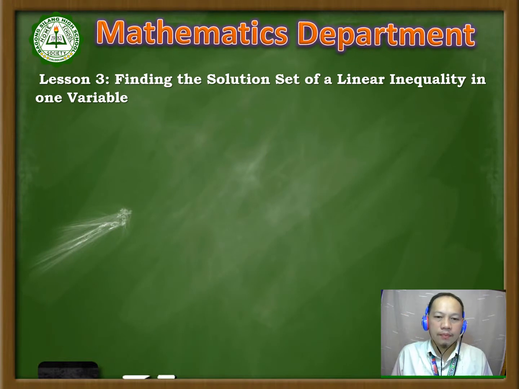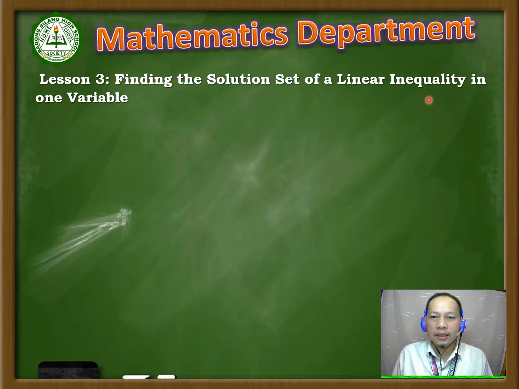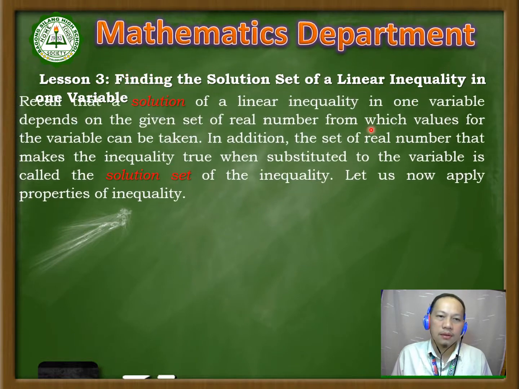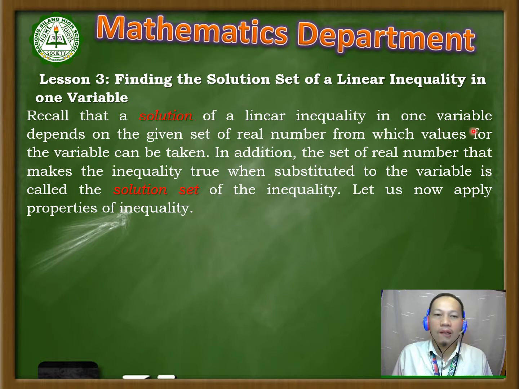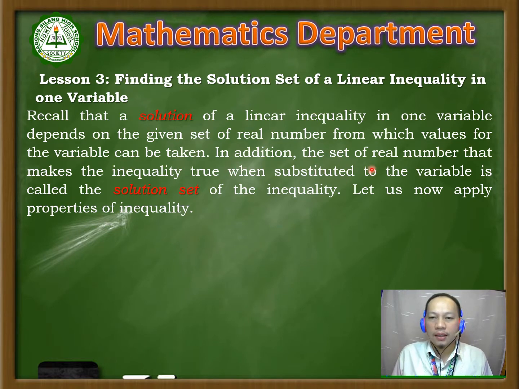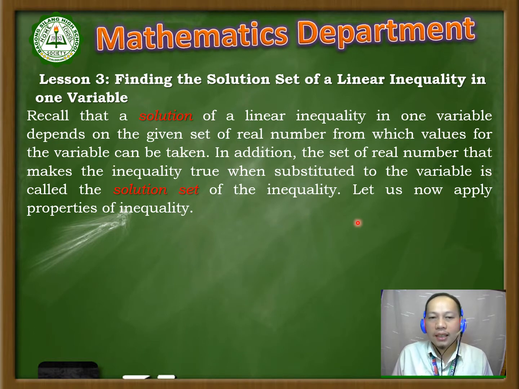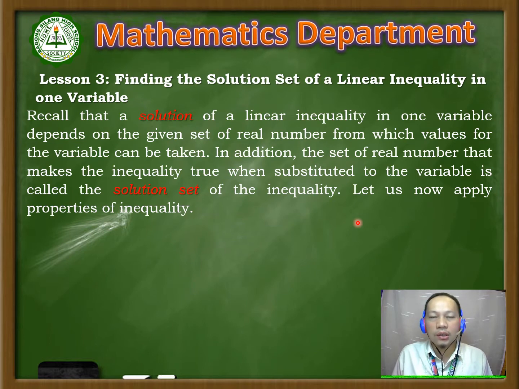Okay, let's have lesson number 3. Finding the solution set of a linear inequality in one variable. So it was recalled that a solution of a linear inequality in one variable depends on the given set of real numbers from which values for the variable can be taken. In addition, the set of real numbers that makes the inequality true when substituted to the variable is called the solution set of the inequality.